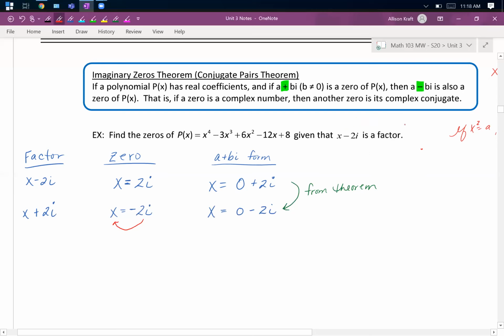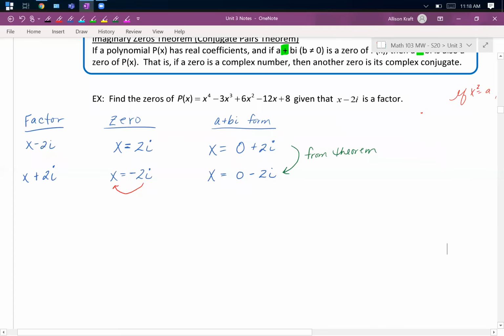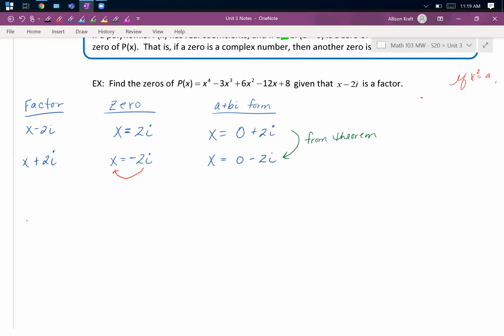Well, our objective is to find the zeros of p of x, and what we did 3 weeks ago to find zeros is we put our polynomial in factored form and then set each factor equal to 0. So that's what we're trying to do here, is we want to get this p of x in fully factored form. Well, we've already found 2 of the factors, x minus 2i and x plus 2i. So I'm going to start factoring p of x. It's going to be x minus 2i and x plus 2i, and then there's going to be some other factor.